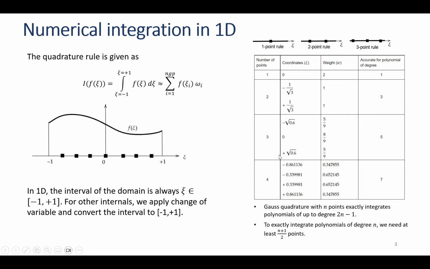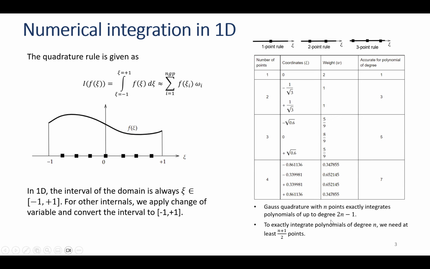So we can extend these rules. We can develop a 10-point rule, 20-point rule, and so on, depending upon our requirements. Gauss quadrature with n points exactly integrates polynomials of up to degree 2n-1. So if you have 2 points, we can integrate up to degree 3. 2n-1 is 2 times 2 minus 1, so 4 minus 1, 3.